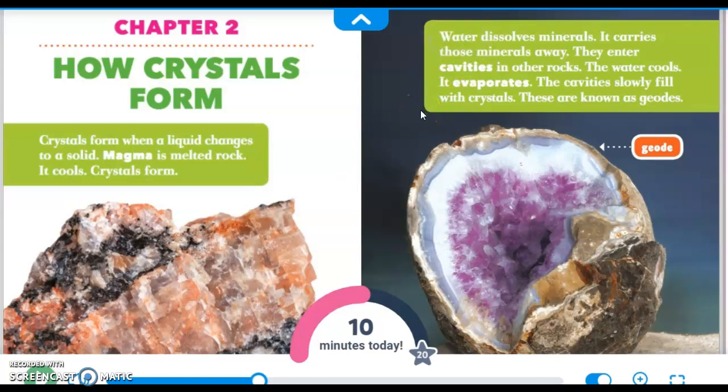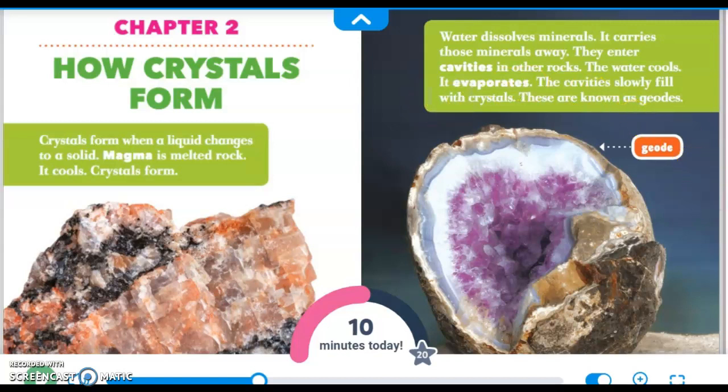Water dissolves minerals. It carries those minerals away. They enter cavities in other rocks. The water cools. It evaporates. The cavities slowly fill with crystals. These are known as geodes.